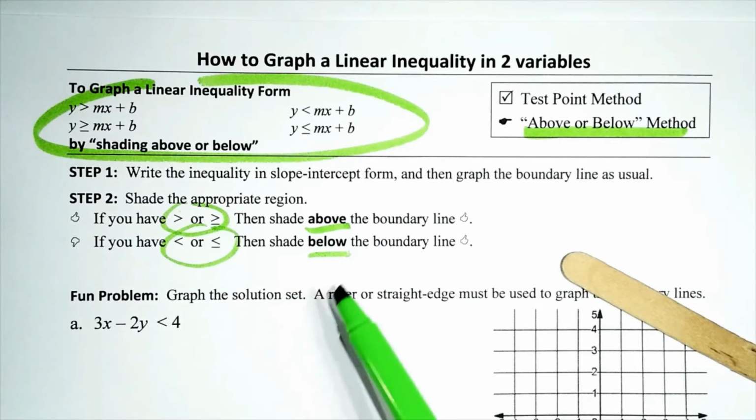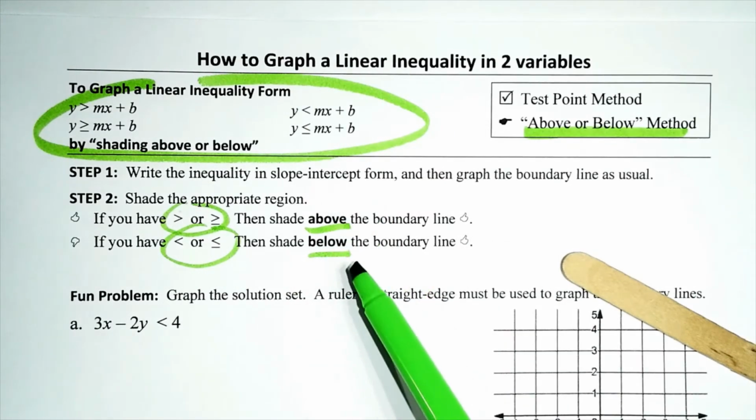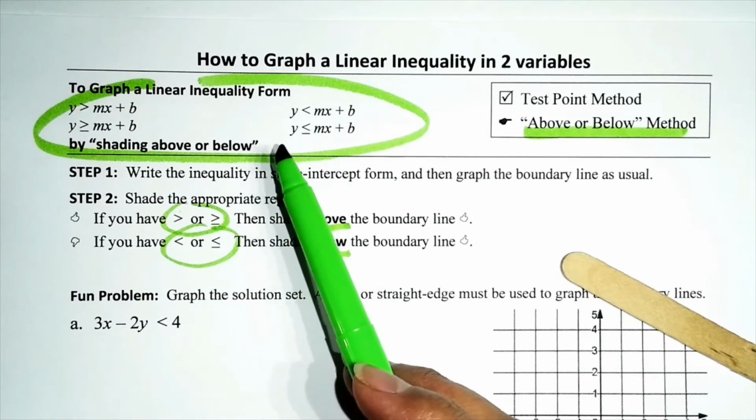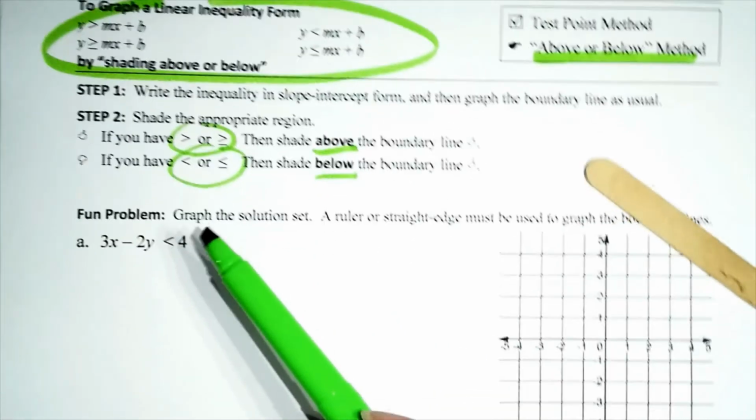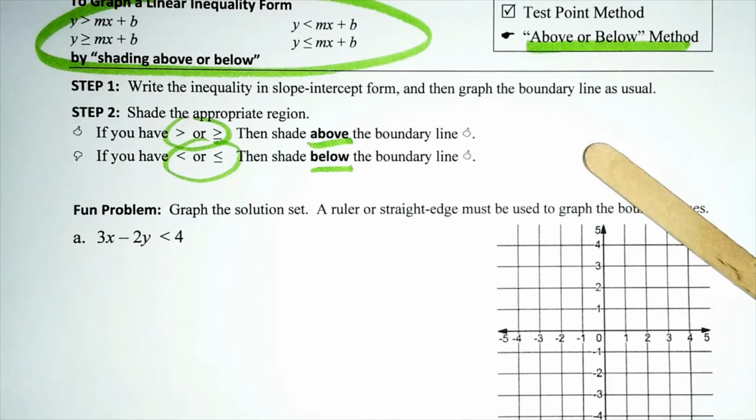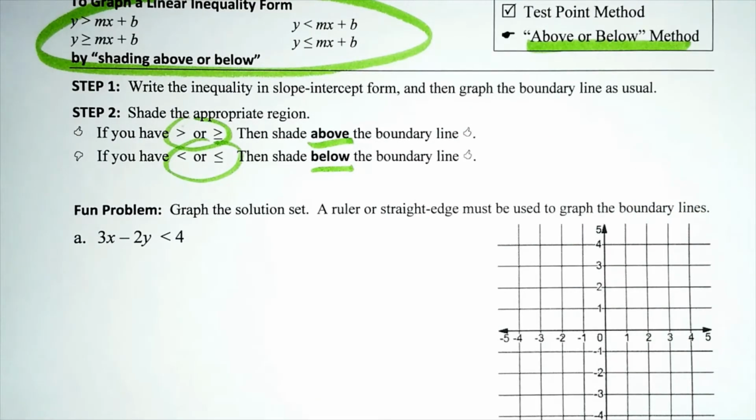But again, before you can make that above or below call, you need to make sure that this is solved for y, or written in slope-intercept form. If not, then you're going to get the wrong answer. So let's go ahead and knock out this fun problem. It reads, graph the solution set. And if we're doing lines, please use a ruler or straight edge, because more than likely you will get dinged if you fail to draw straight lines.